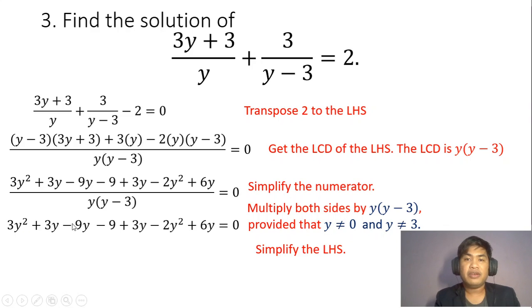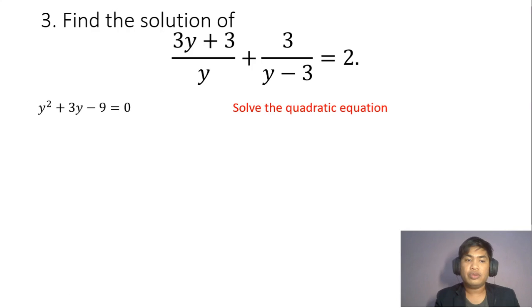Then you simplify the left-hand side by combining like terms. So here, 3y squared minus 2y squared is y squared. Then 3y minus 9y is negative 6y, plus 3y is negative 3y, plus 6y is positive 3y. Then we have negative 9, since there is nothing to combine with, so you just copy negative 9, equal to 0. So you notice that we have arrived at a quadratic equation. So we are going to solve this quadratic equation: y squared plus 3y minus 9 is equal to 0.